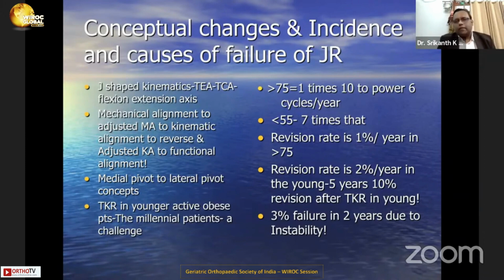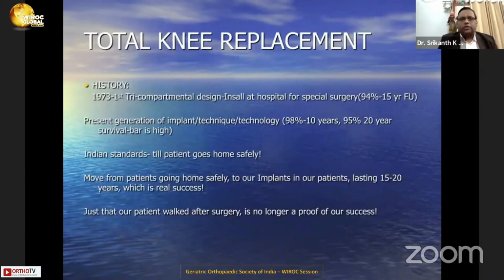We know in the elderly above 75, the knee cycles around 1 into 10 power of 6 cycles per year. But in 55 and younger, it is 7 times this. And hence the revision rate is around 2% per year in the younger. So in 5 years' time, 1 in 10 of these younger TKR patients need revision. We also know that there is around 3% failure in the first 2 years following knee replacement surgery if we don't get the stability right during surgery.